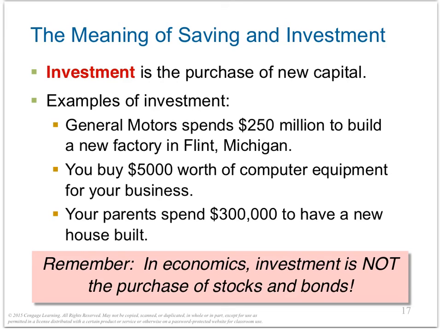And here are some examples of investment. General Motors spends $250 million to build a new factory in Flint, Michigan. You buy $5,000 worth of computer equipment for your business, and your parents spend $3,000 to have a new house built. As you see, it's all purchases of new capital. And remember, in economics, investment is not the purchase of stocks and bonds.